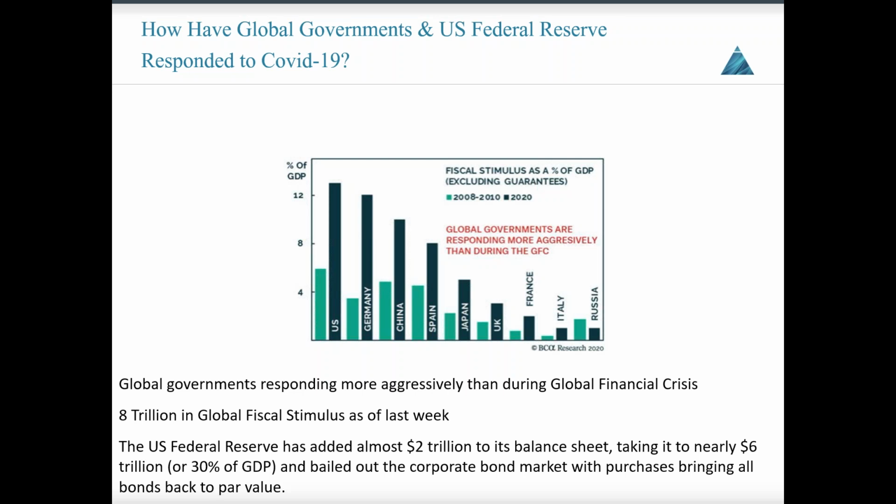Literally $8 trillion in global fiscal stimulus as of last week. The U.S. Federal Reserve has also added almost $2 trillion to its balance sheet, taking it to almost 30% of GDP. And for those of you that were watching closely, the U.S. Federal Reserve also nearly bailed out the entire corporate bond market with all the purchases, bringing the bonds back up to par value.